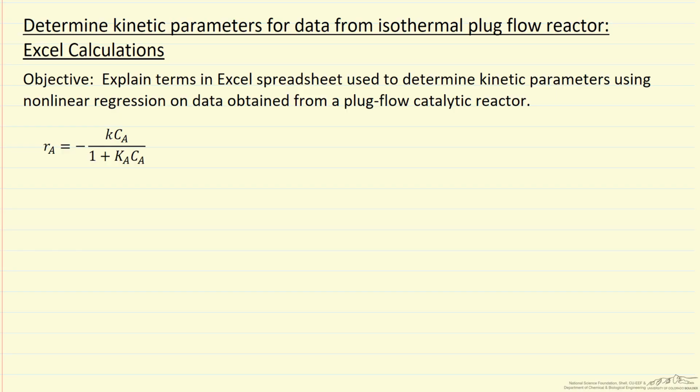Here I'm going to describe the terms in the Excel spreadsheet that we can use if we want to calculate kinetic parameters using nonlinear regression, but it's on data that's obtained from a plug flow reactor. On a separate screencast, I describe the reasoning and the approach we use to carry out this calculation. Here I just want to discuss the setup of the spreadsheet and show what terms are there. And then in the subsequent screencast, I'll show the actual use of the spreadsheet.